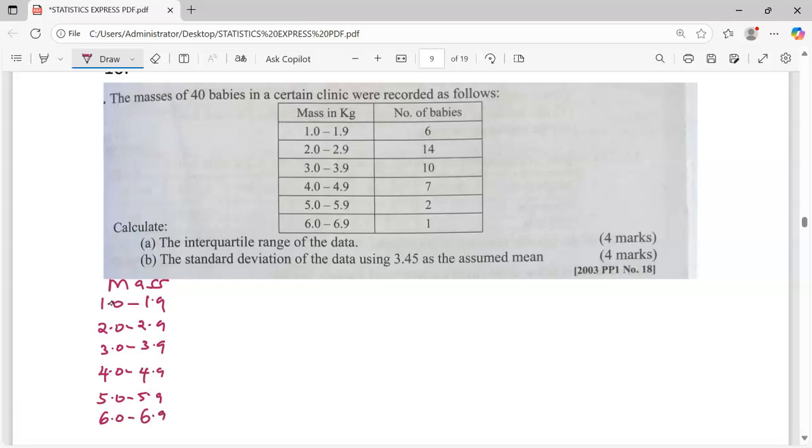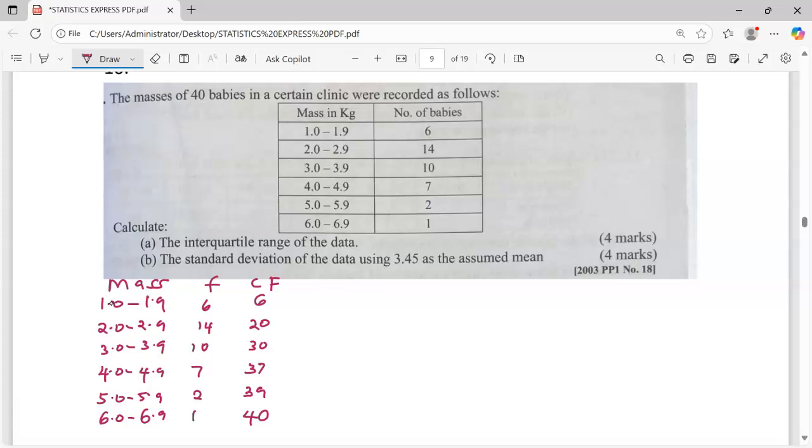Once we have that, we can now pick the frequency straight. The frequency we have is 6. The second one is 14. The third one is 10. We have 7. We have 2 and 1. From there, we can get the cumulative frequency, which is going to assist us identify the quartiles. We start with the first frequency, which is 6. Then 6 plus 14, you get 20. 20 plus 10, you get 30. 30 plus 7, you get 37. 37 plus 2, you get 39. And 39 plus 1, you get 40.